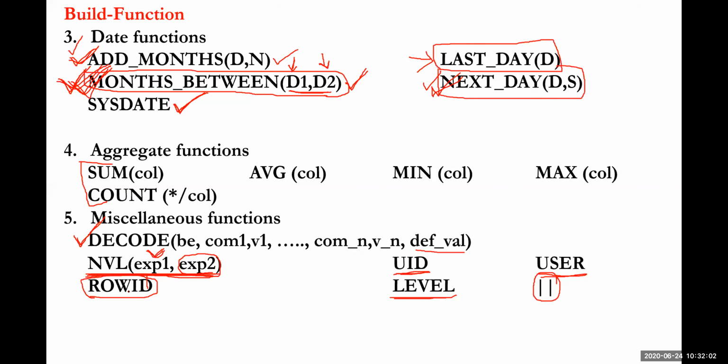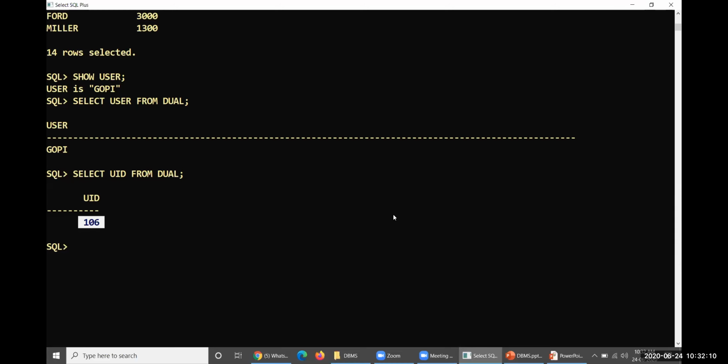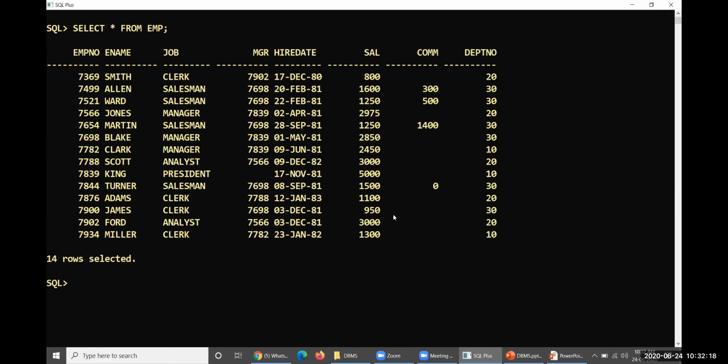Then followed by ROWID. ROWID plays a vital role here, so let us have a look. Let me clear everything here. Select everything from EMP. If you create any kind of row in a particular table, the table must uniquely create one hidden column. That column is called ROWID. A ROWID gets created for every row within this table.